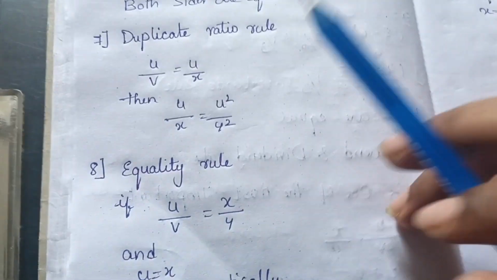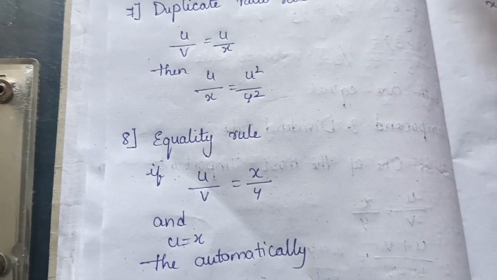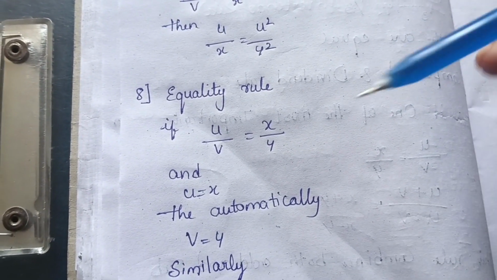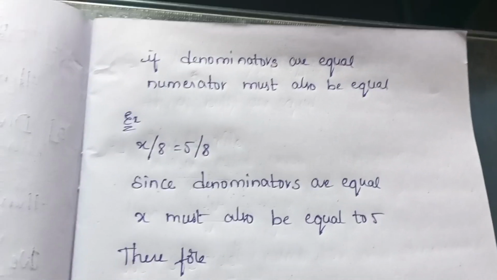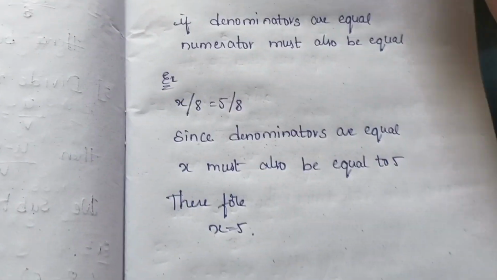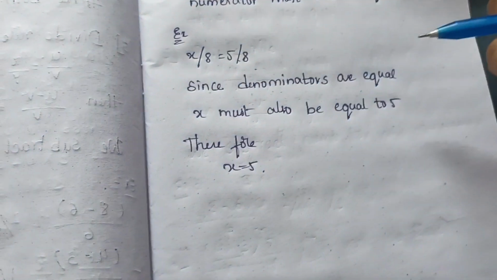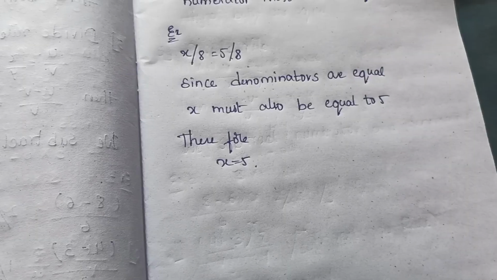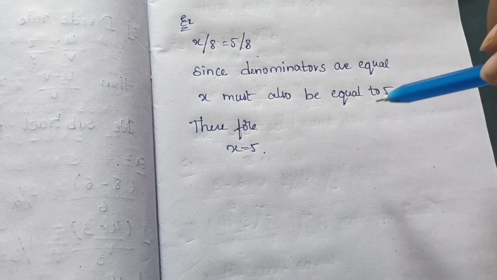So the next trick is the equality rule. If u by v is equal to x by y and v is equal to y, then automatically u is equal to x. Similarly, if the denominators are equal, the numerators must also be equal. Take one example: x by 8 is equal to 5 by 8. Since the denominators are equal, x must also be equal to 5. Therefore, x is equal to 5. This trick helps to solve the question within seconds.